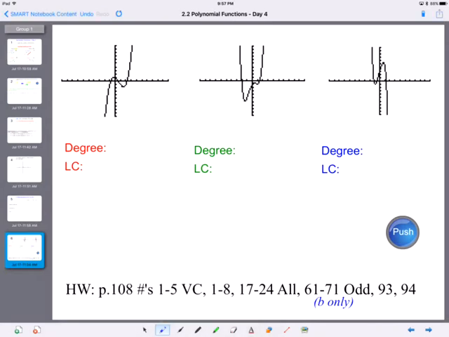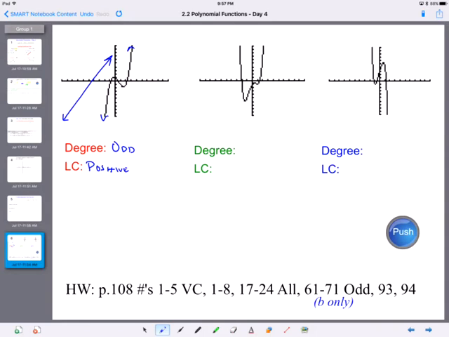On the first one, because the graph starts and ends in opposite directions, we know the degree must be odd. Because it starts low and ends high, once again, think about the slope. It starts here and ends here. So that's a positive slope, so that means your leading coefficient is positive.